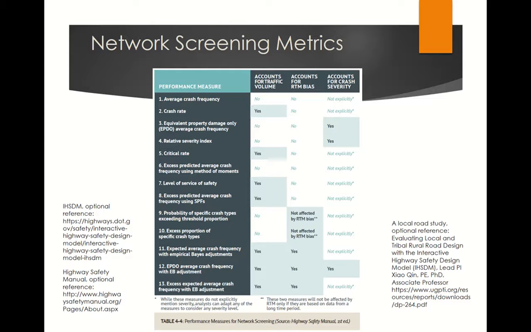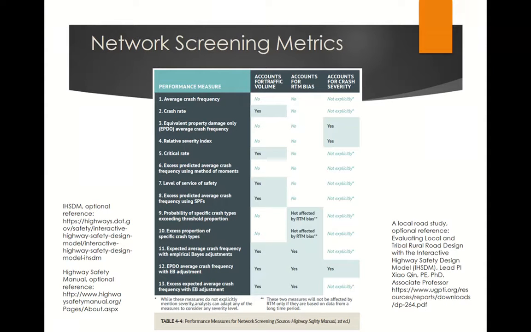Is it reasonable to compare property damage only to fatal crashes in the same context or figure, and not maybe introduce some relative terms that would create an unbalanced type of outcome where you're giving more consideration to the fatal crashes? So looking down that list, 3 and 4 account for crash severity. 5 is a relative severity index here.